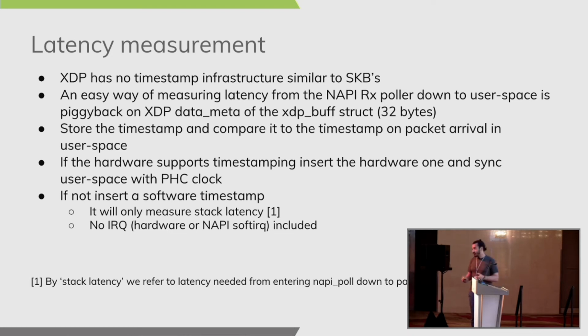If the hardware supports timestamps, this is great because you can find the latency of the full path. So if you have hardware timestamps on the network interface, you insert the hardware timestamp, and you get the full path delay. By full path, we mean how much time the packet took from the hardware down to user space. If your hardware doesn't support timestamps, then you'll have to insert a software one. You're going to get less accurate results because you won't count the interrupt timing or the software interrupt timing, but you'll still get an approximation of how much time the network stack needs to process the packet.